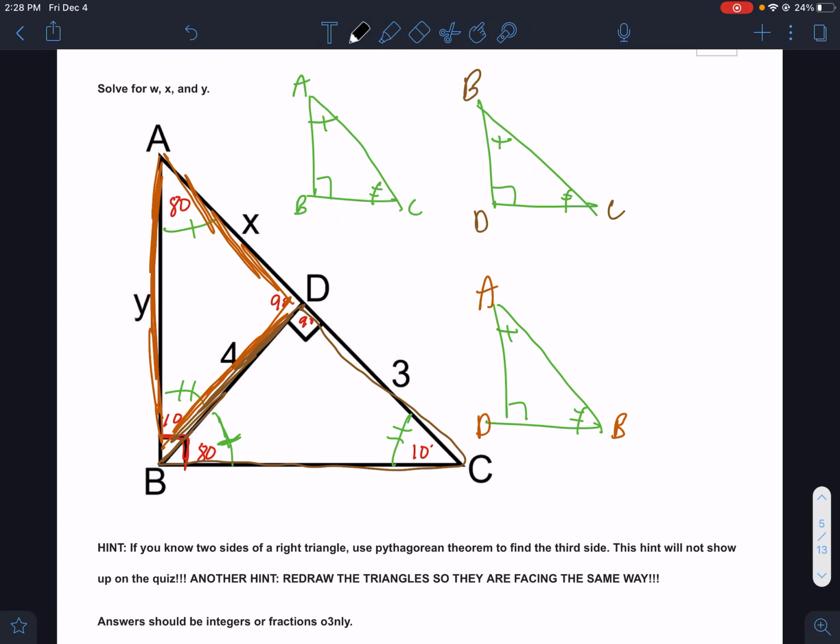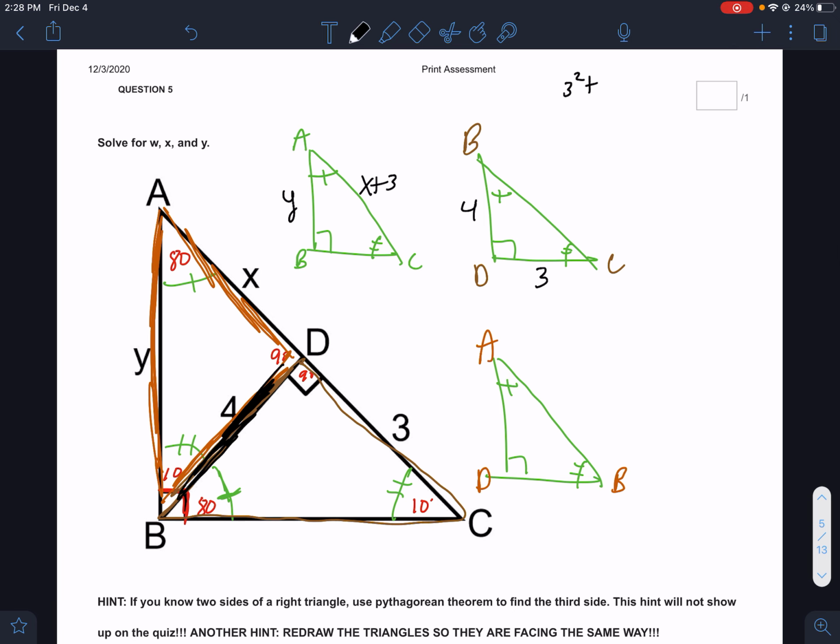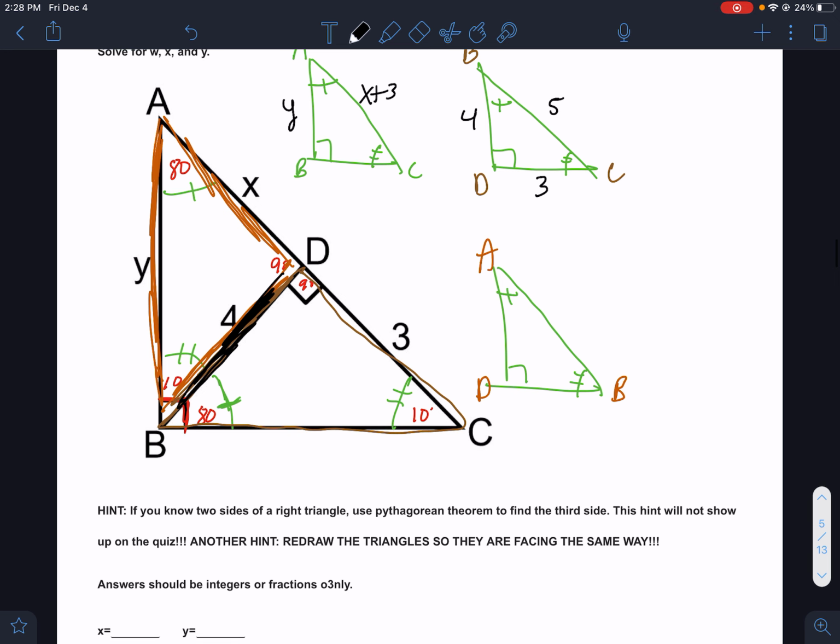For the biggest triangle, AB is Y, AC is X plus 3, and BC is not labeled. For the bottom small triangle, BD, that's this line in the middle, is 4. DC is 3. And BC, they didn't tell us, but if you know two sides of a right triangle, you can do the Pythagorean theorem. 3 squared plus 4 squared equals c squared. So 25 equals c squared, so this side has to be 5. So BC here is 5.